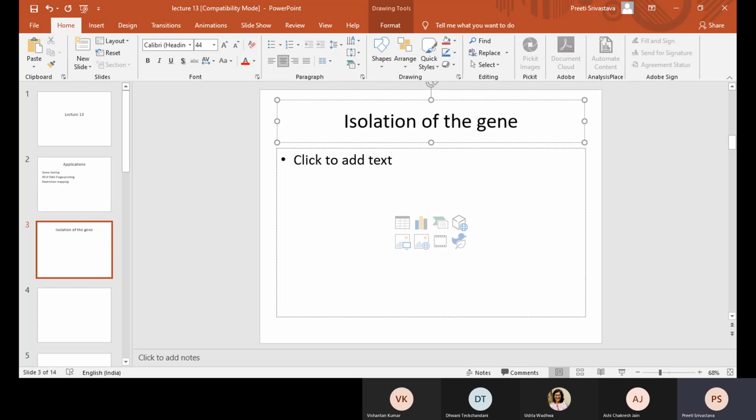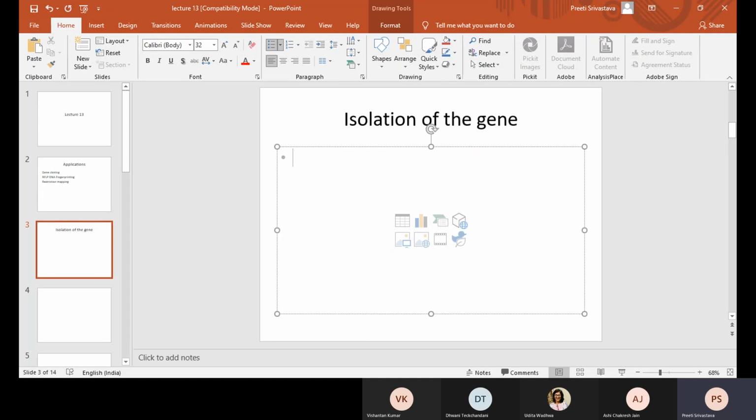And then we started with the topic of how to isolate a gene from genomic DNA when the sequence information is not there. You remember that? You need to speak up, otherwise I would not know whether you people are following, or whether you can hear me or not. Yes, ma'am. Okay, good. No, we can. Yes, ma'am.